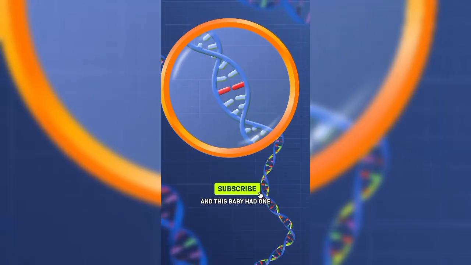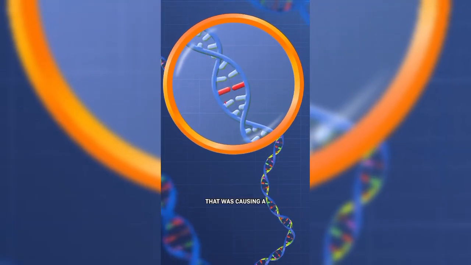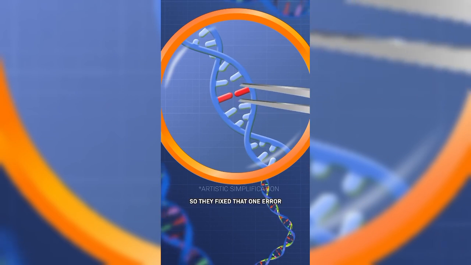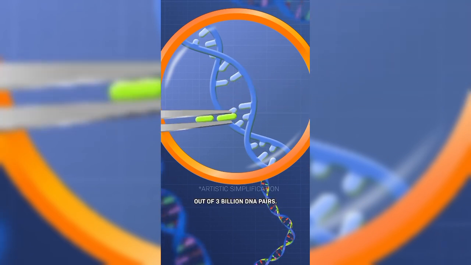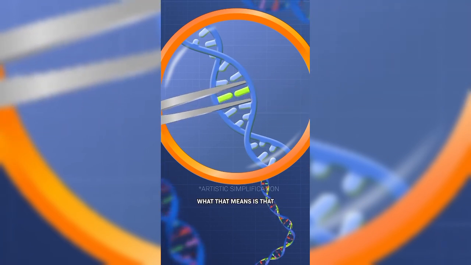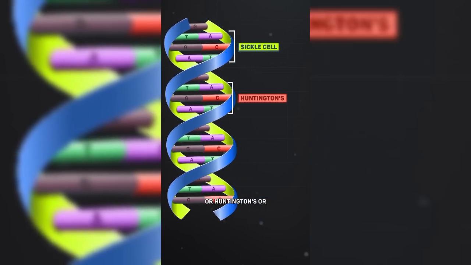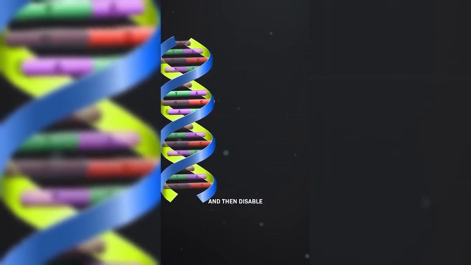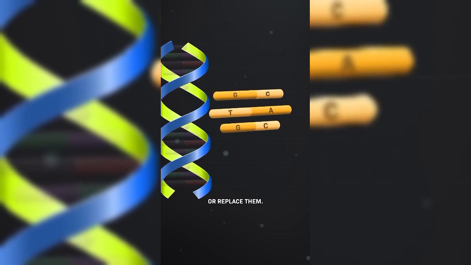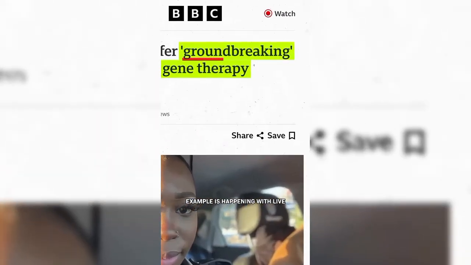And this baby had one tiny error in its DNA that was causing a life-threatening disorder. So they fixed that one error out of 3 billion DNA pairs. What that means is that we can now identify the genetic markers for sickle cell or Huntington's or certain cancers, and then disable or replace them. And the sickle cell example is happening with live patients right now.